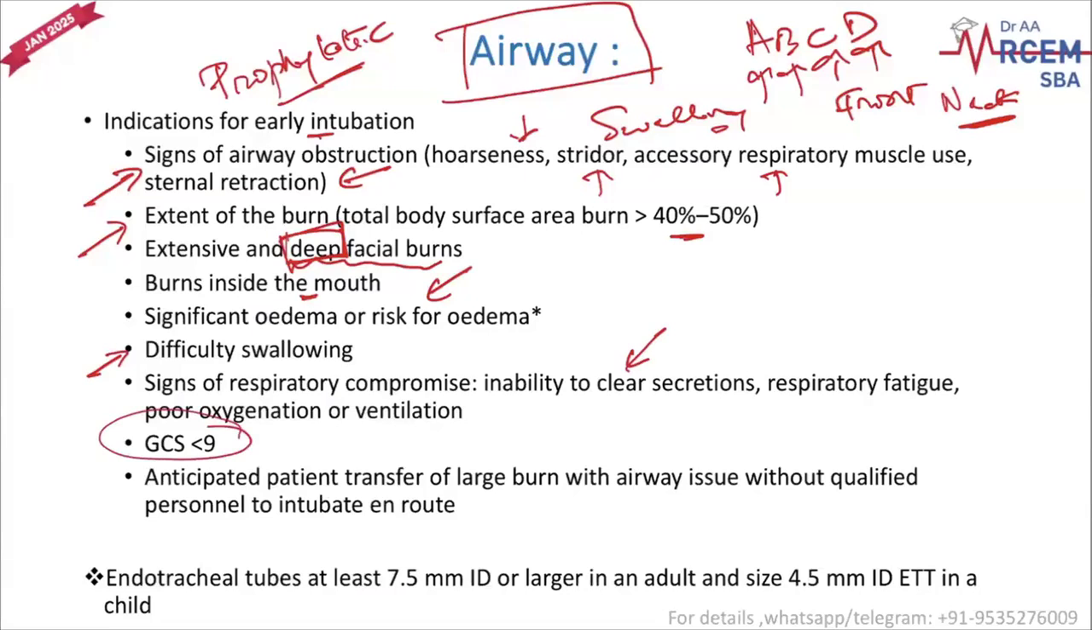You're anticipating the patient needs to be transferred to a burns unit, and it might be by air ambulance, or it might be an ambulance and a long transfer. At that point, it might be preferred to intubate the patient before you transport the patient. Remember that when you are trying to secure the airway, an endotracheal tube of at least 7.5 mm is preferred. The internal diameter should be at least 7.5 mm, as the ATLS guidelines recommend. In children, it is recommended that at least a 4.5 internal diameter ET tube should be used.